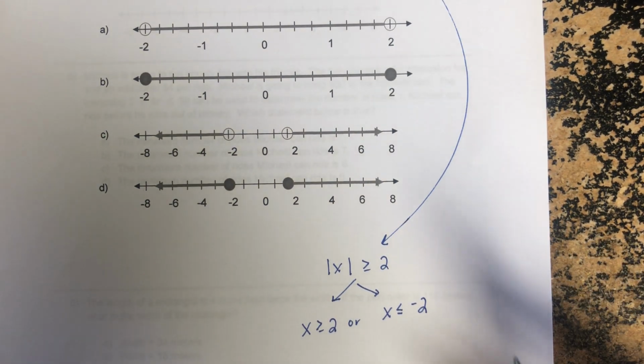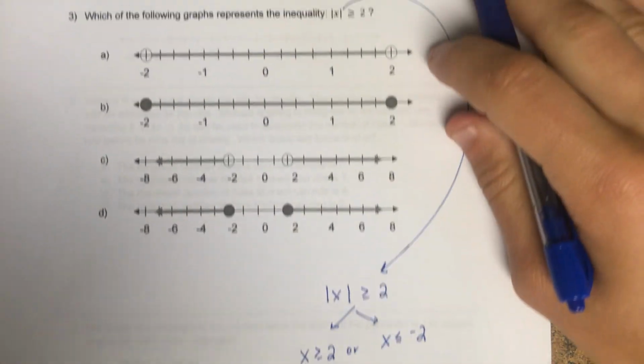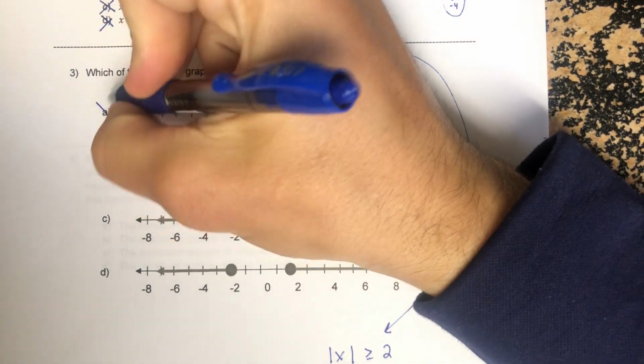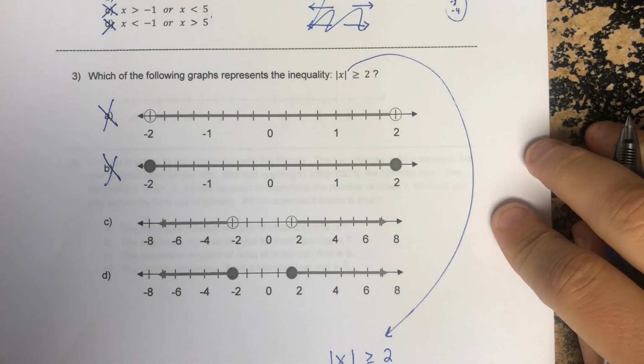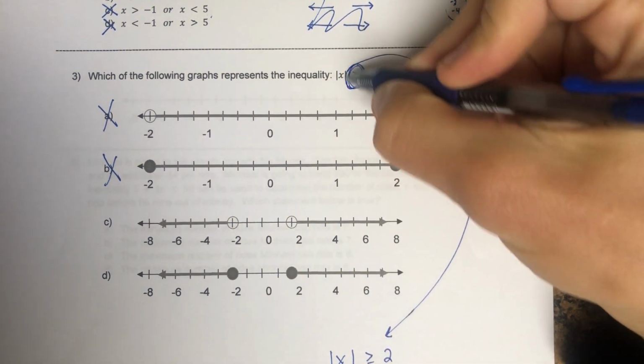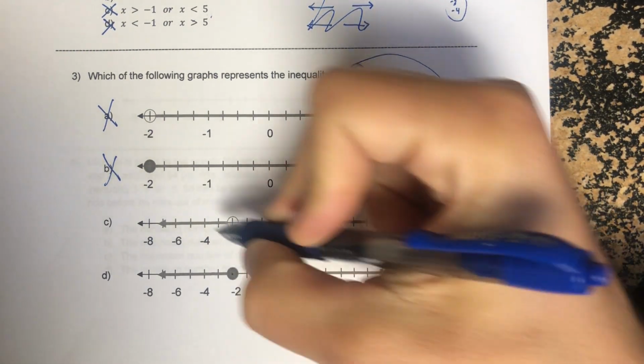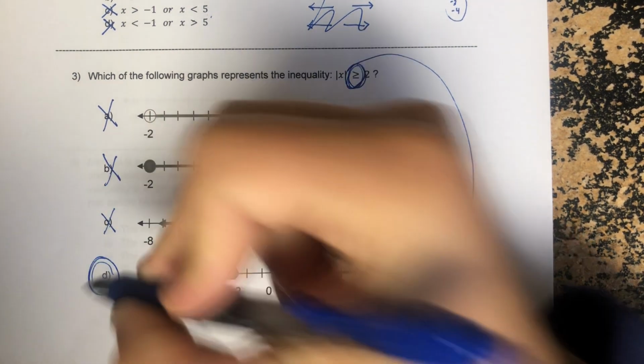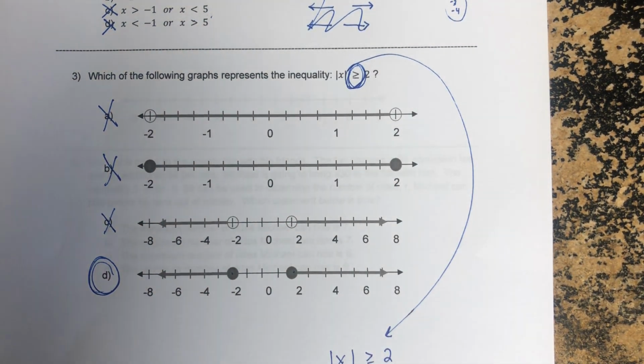We're definitely going to need some arrows. Okay, so it is not A, it's not B. Now, because of these greater than or equal to signs, I know it's going to be solid dots, so I can also eliminate C in the process. I know it has to be letter D.